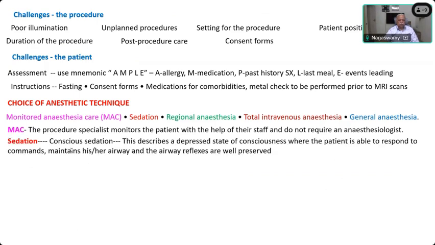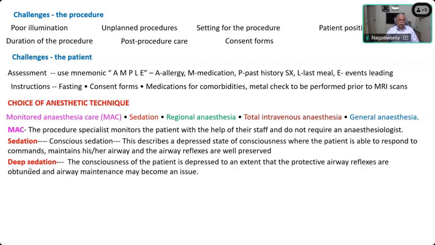Sedation can be classified as conscious sedation. This describes a depressed state of consciousness, but the patient will be able to respond to commands, maintain his or her own airway, and airway reflexes are well preserved. Then there is a state of deep sedation. If the consciousness is depressed to the extent that protective airway reflexes are obtunded and airway maintenance becomes necessary, this definitely requires the presence of an anesthetist who can put in an airway or give a jaw thrust or maintain the head position properly to maintain a patent airway.